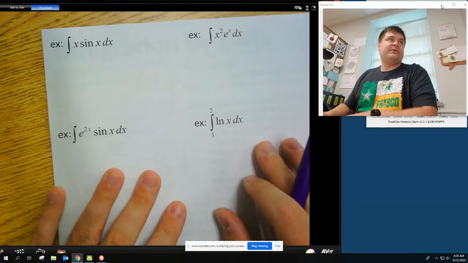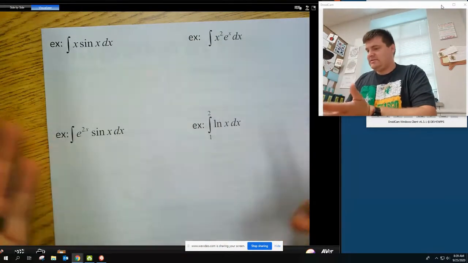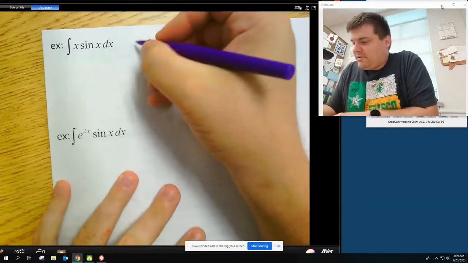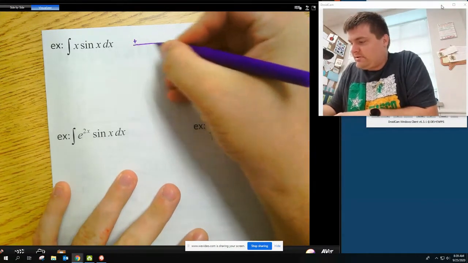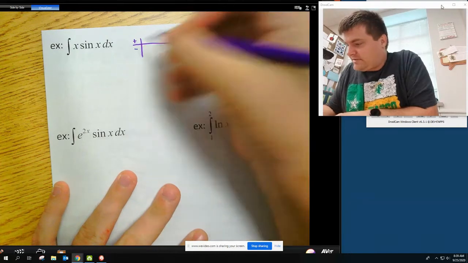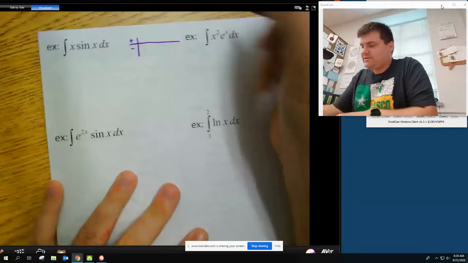So first problem here, we have x sine of x dx. So I'm going to do my little tabular method here. So a plus and the minus, and just in case I need to go any further, it's there.